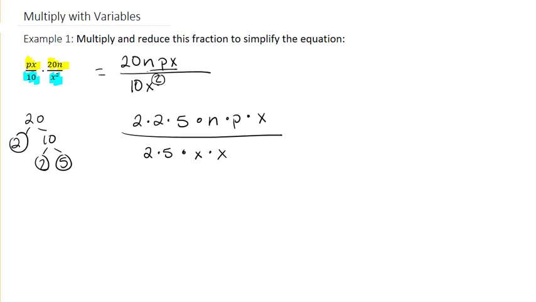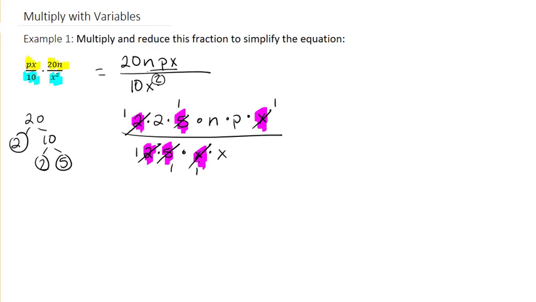Now, like before, we're going to divide. So we can divide this 2 and this 2, and then this 5 and this 5, and this 1 x and this 1 x. So let's go ahead and divide this out. So we have this and that 2, and then each become 1. This and this, so now that becomes 1. Now this and this, and each become 1.